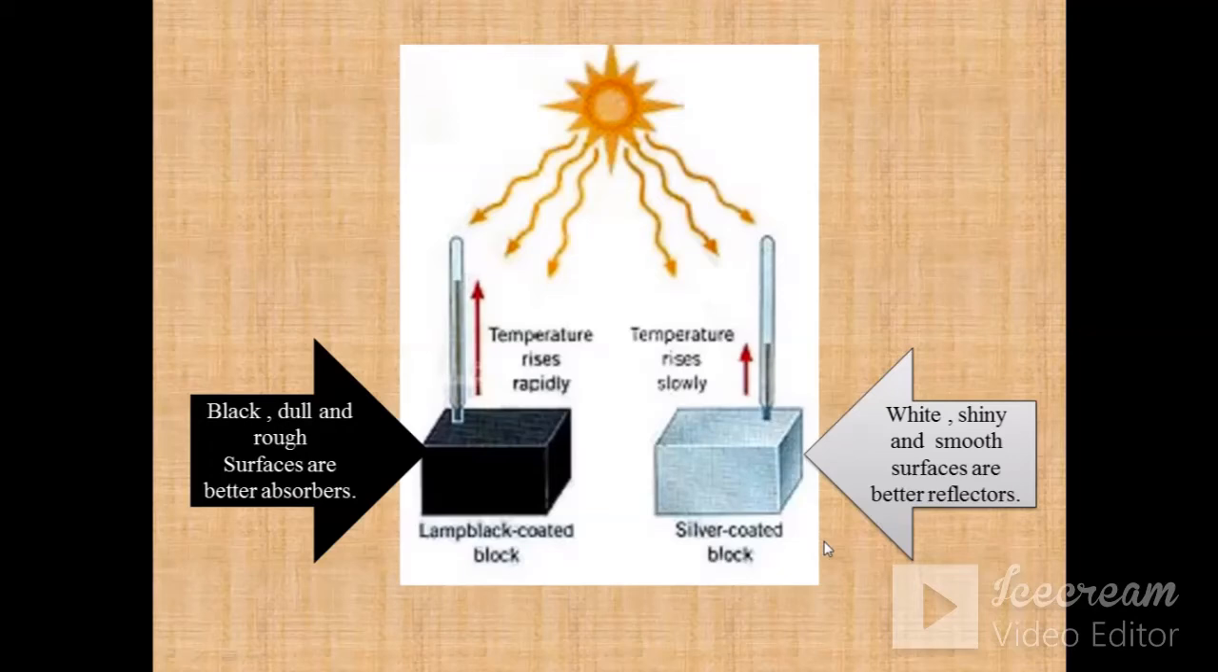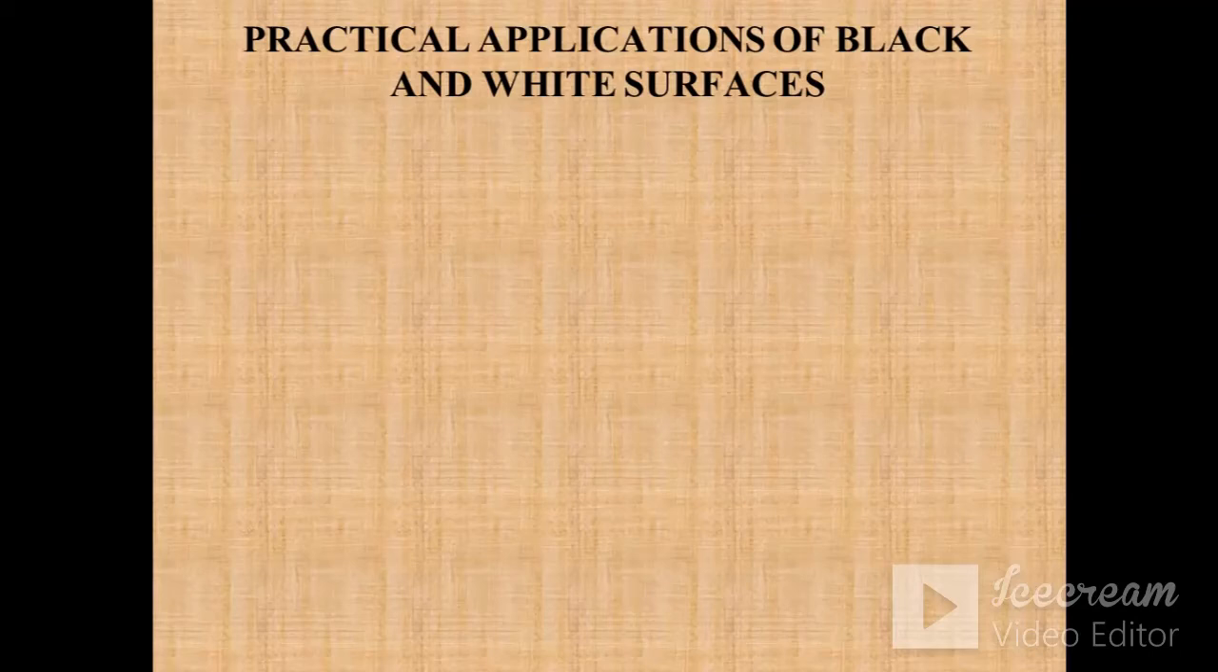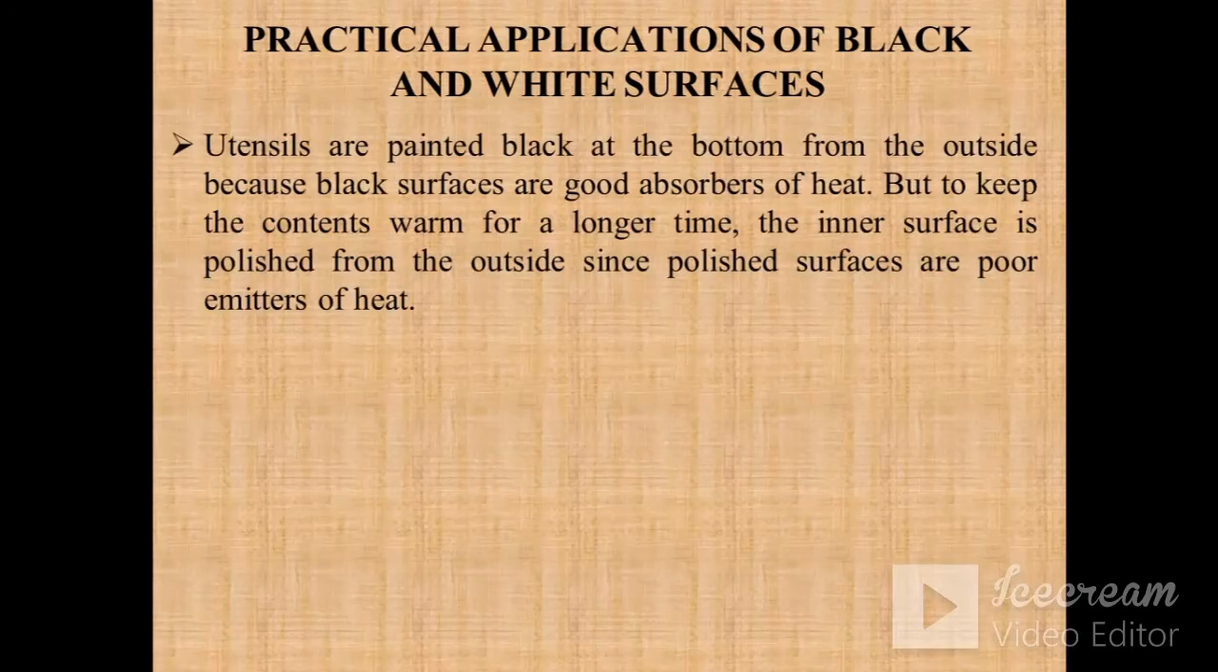So whenever light falls onto any surface, a part of it is always absorbed and a part of it is always reflected, and a little bit of the light is transmitted. All these phenomena depend upon the nature of the surface and the color of the object. Now, a few practical applications of black and white surfaces.